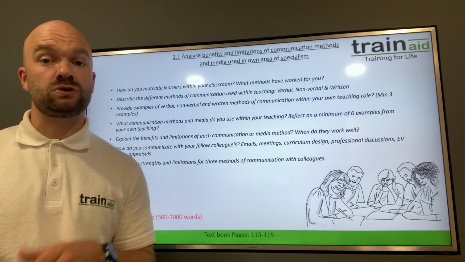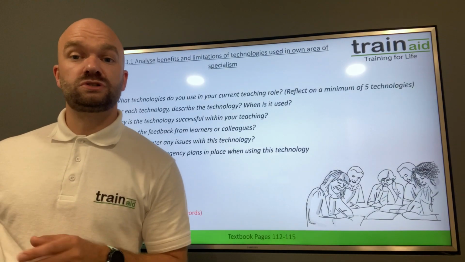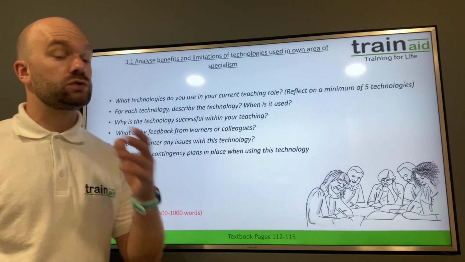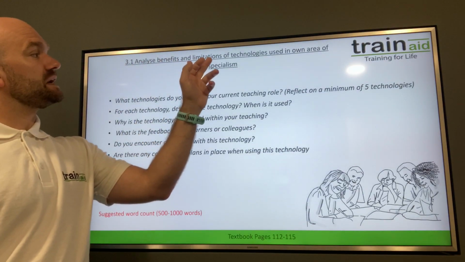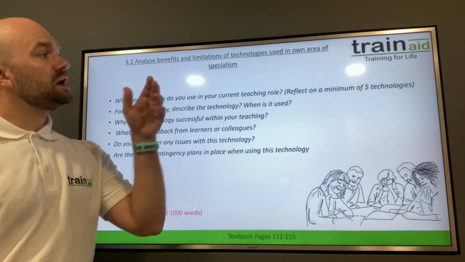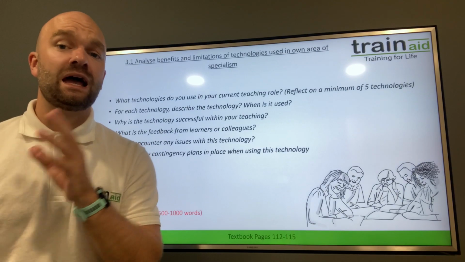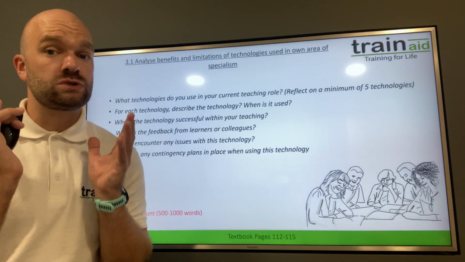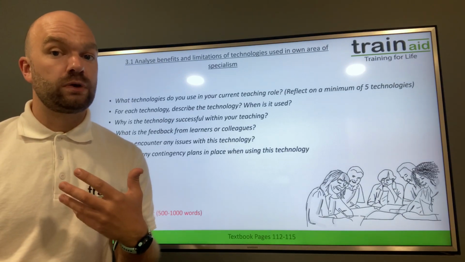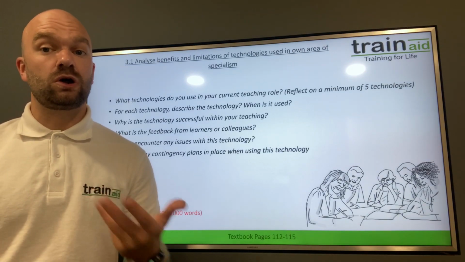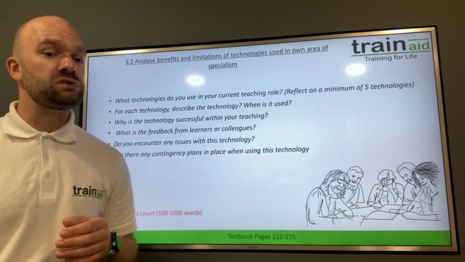So we're reflecting on communication. We are now going to be moving on to technologies. For criteria 3.1, we would like for you to analyse the benefits and limitations of technologies used in own area of specialism. So we're staying with delivery and we're thinking of what technologies do we use within our teaching and training in terms of promoting our content, our knowledge over to learners, and we're going to be using technology to do that.